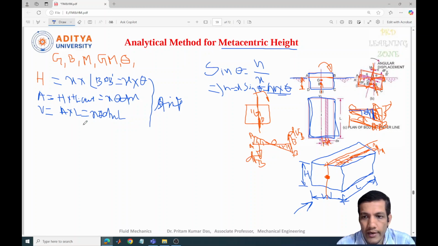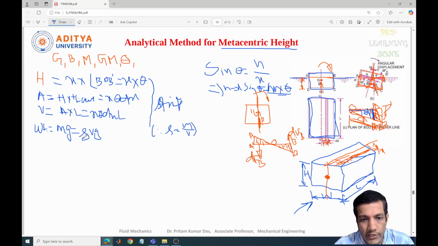Now next we will calculate the weight of the strip. So weight of the strip, we know W equal to mg. So in the place of m we can write rho into v, because we know that density equal to mass by volume. So mass equal to density into volume. So now we can write rho into g, and volume we got, x theta dx L. So this is the weight of the strip.